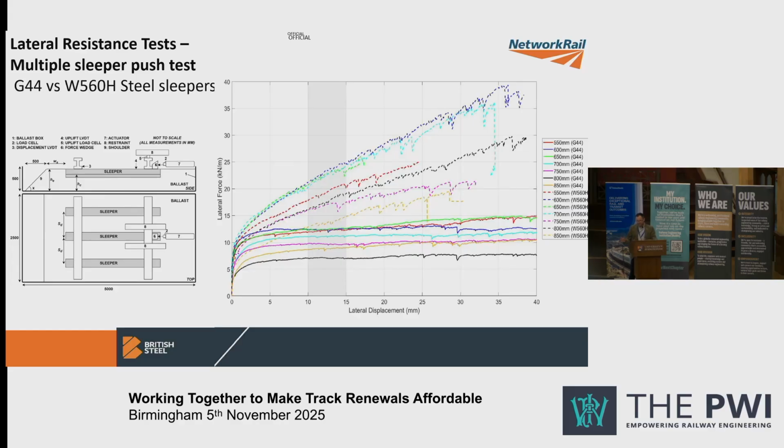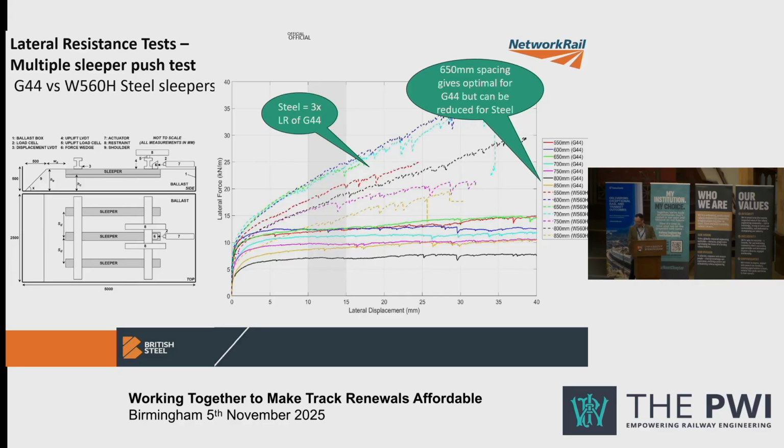This is some work that British Steel have done, just to prove that steel sleepers are very good at lateral resistance. 3-4 times, I think I may have flagged up on here. This is a 3 sleeper test, so British Steel have done the single sleeper test and a 3 sleeper test, pushing 1 sleeper but with 2 either side of it. And they've shown that we get around 3 times a G44, and compared to LERPs as well, you're still massively above.